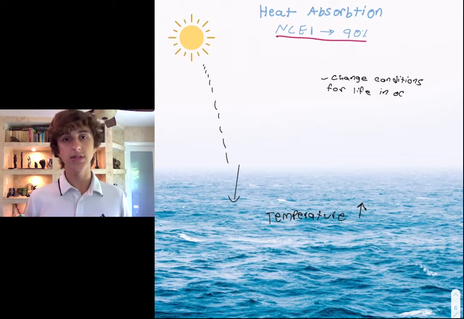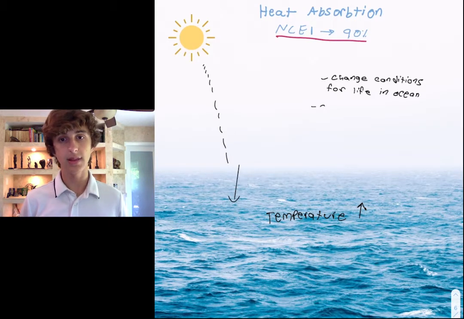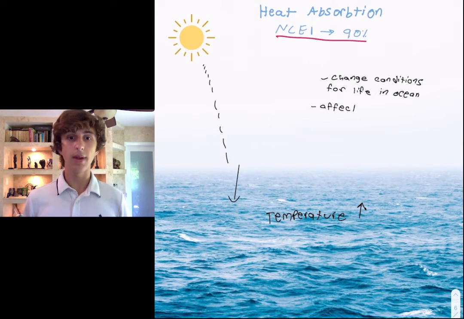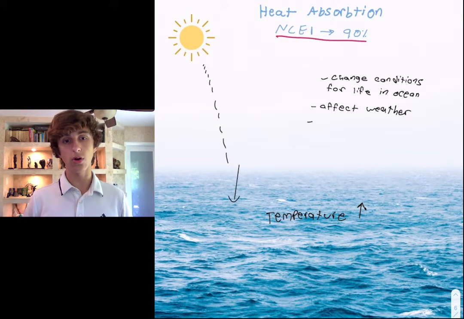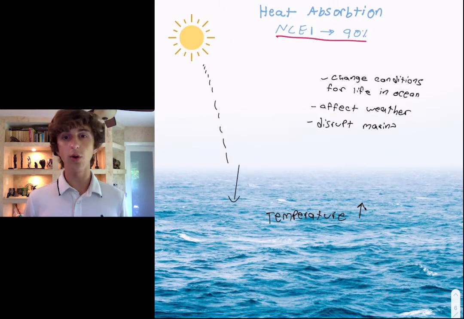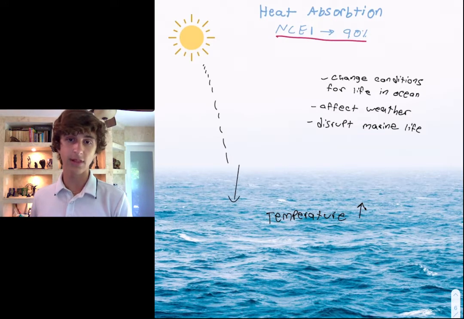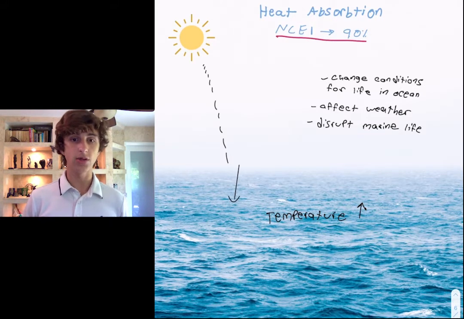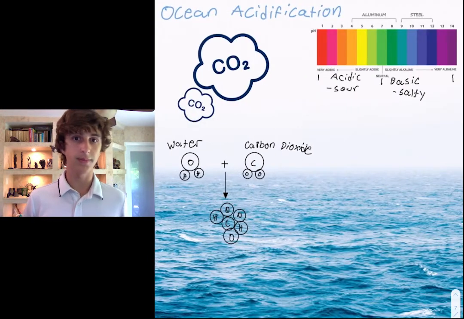And you see this also happening in the land ecosystems. And this also means that it can affect the weather patterns, which are huge for life, like when it rains and how wet it gets, how dry it gets. And overall, it's disrupting marine life and also life on land too, because of food supplies and things like weather.